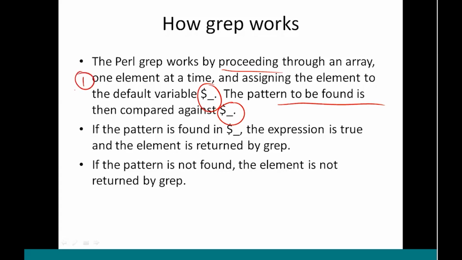Number one is to assign one element to the default variable, and then it compares the pattern against the $_, and once that is successful, then it is getting returned. If the pattern is found, then the expression is true, and then the element is returned by the grep. If the pattern is not found, then the element is not returned by grep. So this way we can accumulate that element.